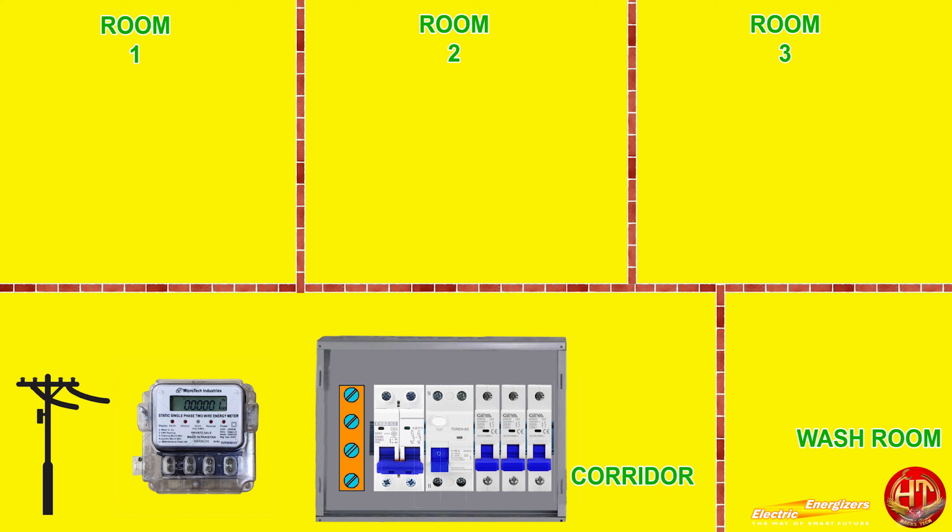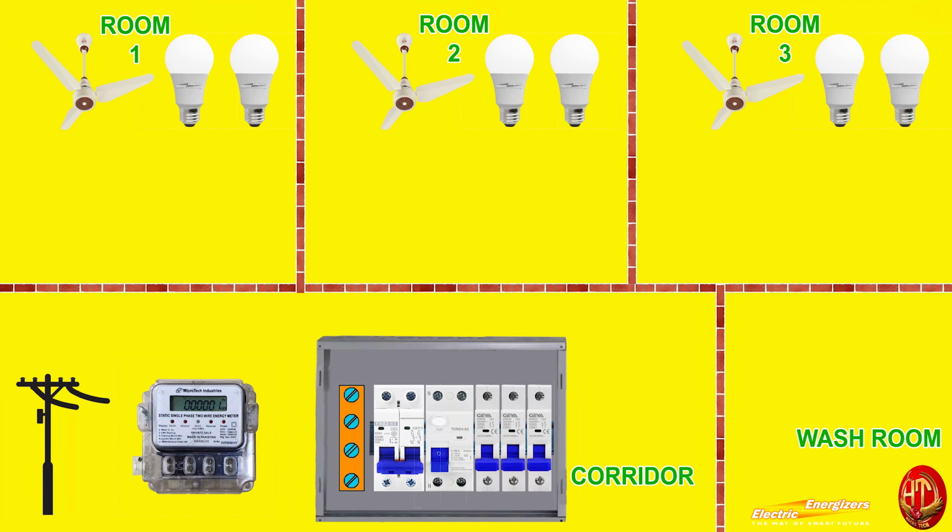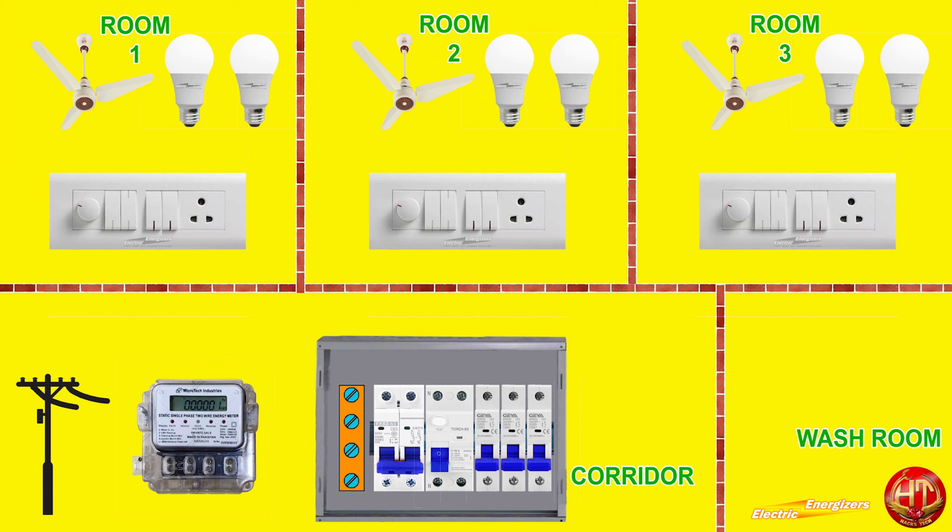Now as we know that we will use a fan in each room and 2 lights in each room, and also need a socket for other appliances. So this is an electric board containing 1 fan regulator or dimmer, 1 fan switch, 2 light switches, and 1 switch for the socket. Then at the washroom we require 1 light and 1 single switchboard for it. So these are the complete components which we need for wiring.